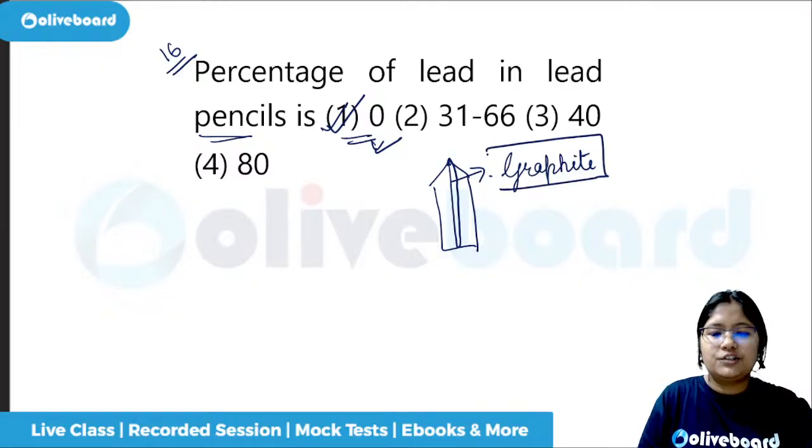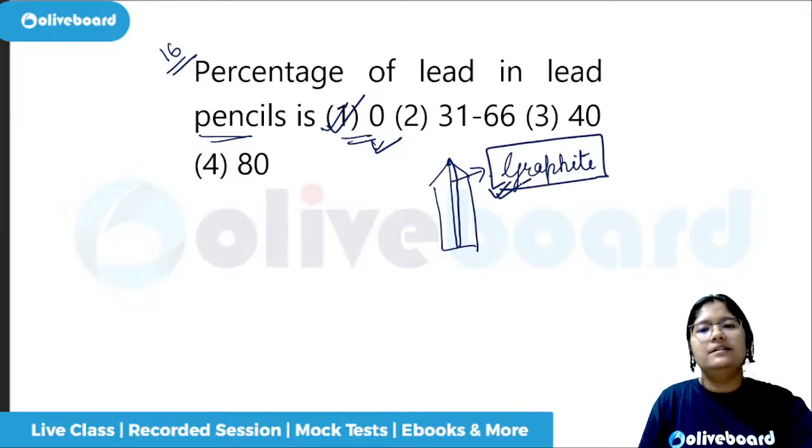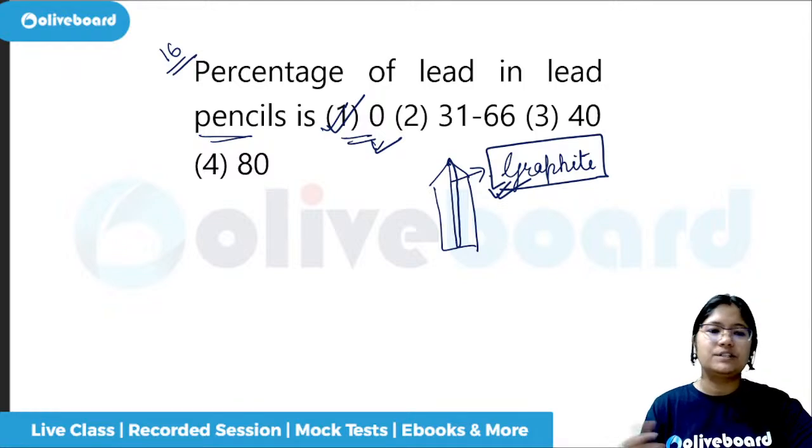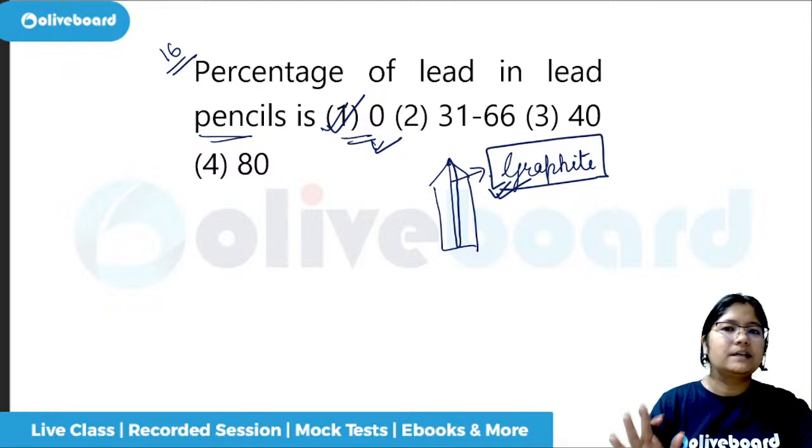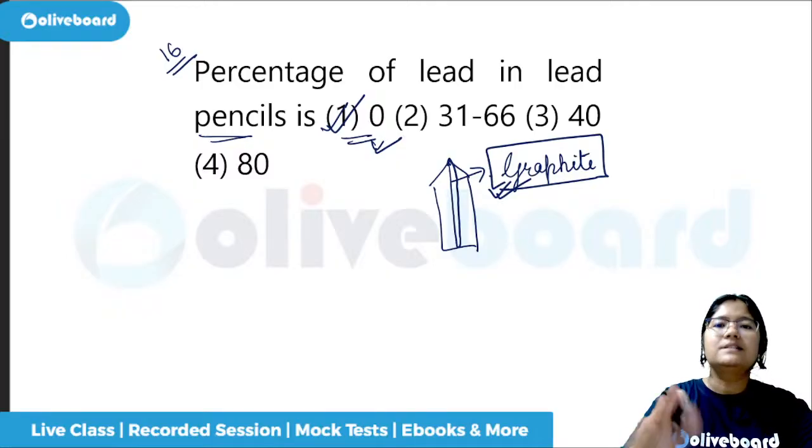Okay, so there is actually graphite in the lead pencil. There is no lead in the lead pencil, just like in German silver, there was no silver. There is no lead. There is graphite.